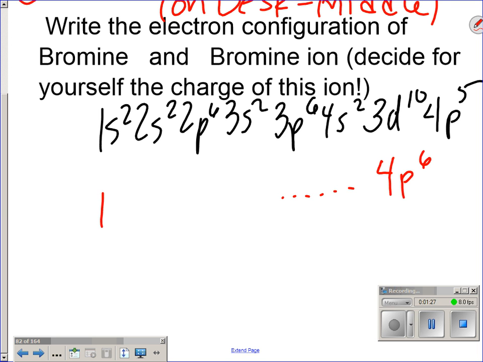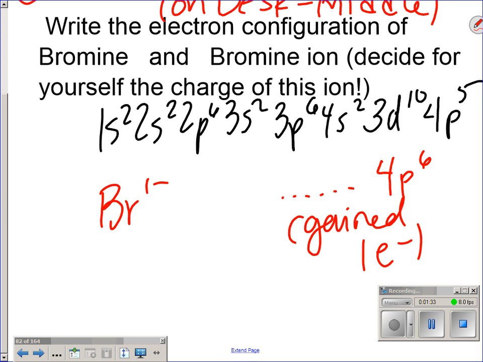So this one right here is bromine 1- because it gained 1 electron, whereas this one's just straight up bromine because it doesn't have a different number of electrons than it does protons. So how many electrons does bromine 1- have? So it took you a second, right? But you think 35 is original, so it has 35 electrons in the first sample. But when you gain 1 electron, you now have 36 electrons.